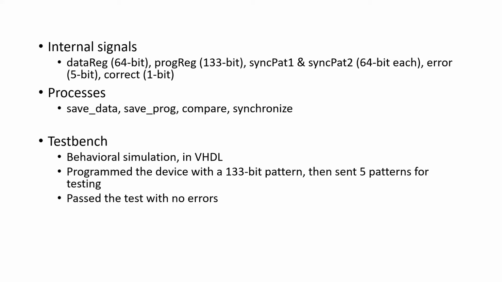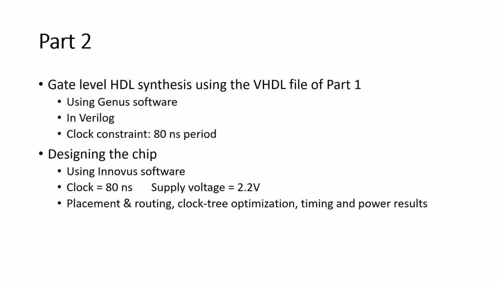Following this, I wrote a test bench code to simulate the behavior of the correlator, and it passed the test with no errors. In part 2, after verifying my design with the test bench, I performed gate level synthesis with Genus software, which takes my behavioral VHDL code as input and outputs a gate level Verilog file. For the synthesis, I set the clock period to 80 nanoseconds to meet the timing requirements. And for designing the chip, I used the Innovus software.